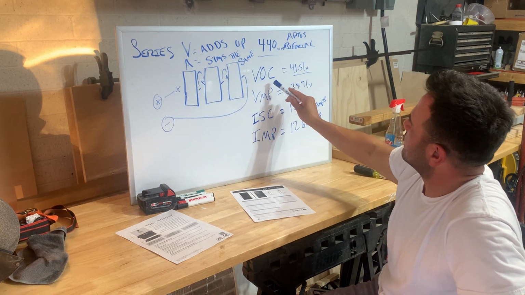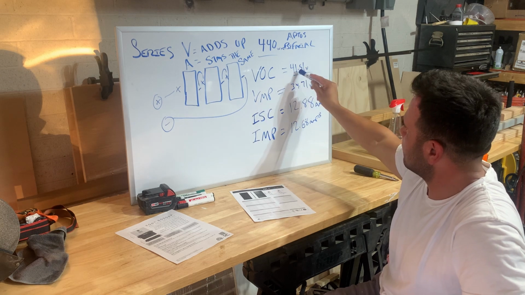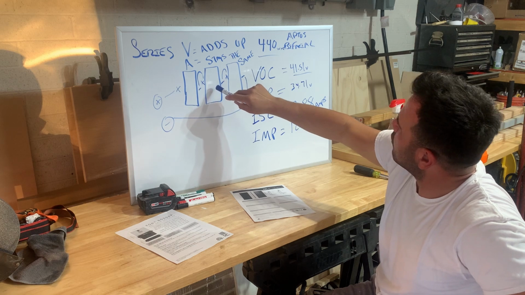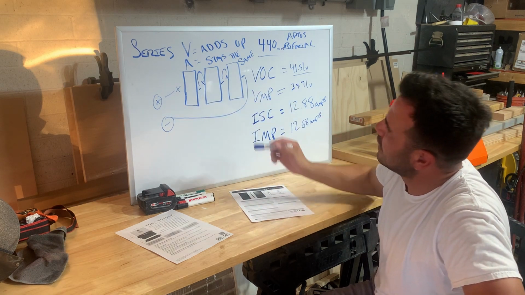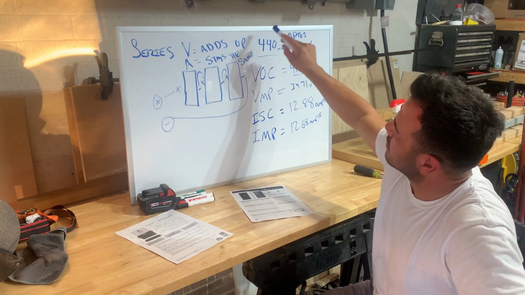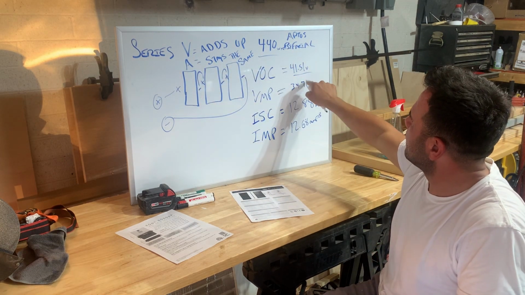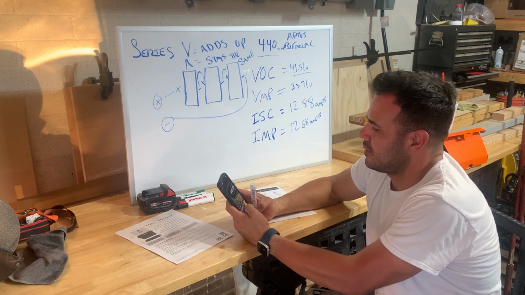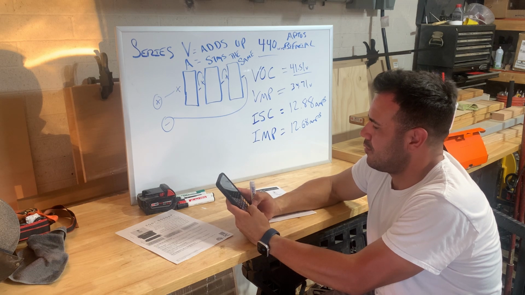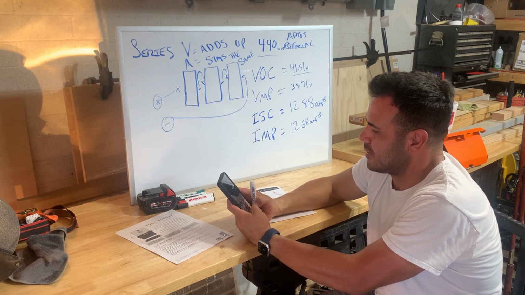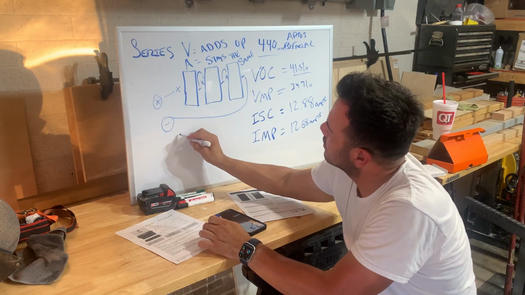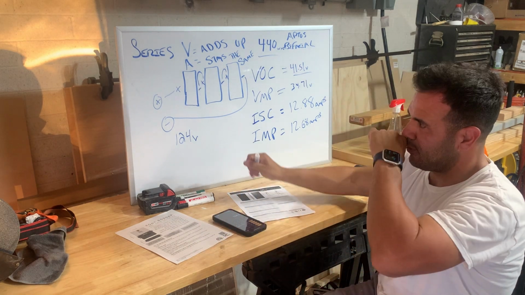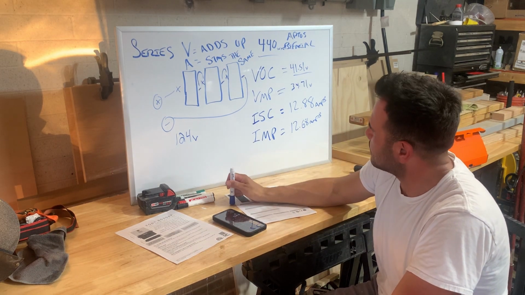So if our open circuit voltage is 41.51, each solar panel is producing 41.51 volts. If we hook them all up in a series connection, our voltages are all going to add up and our amperages are going to stay the same. So we should see 41.51 times 3, which is 124 volts. It's actually 124.5 volts, but we're just going to round to 124 volts.